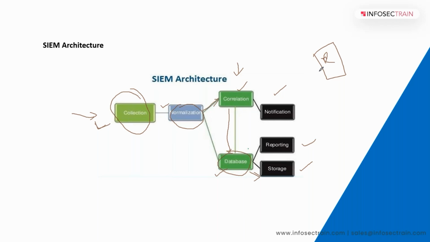Okay, so this is a small SIEM architecture, a basic overview of a SIEM: how a SIEM works, what all things we have inside a SIEM. If we want to implement a SIEM, what needs to be focused on, or what needs to be checked. Okay, so what do we have? We have collection, normalization, correlation, database.